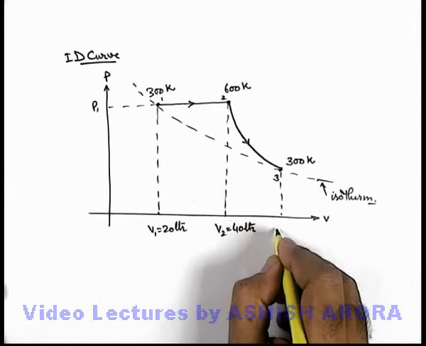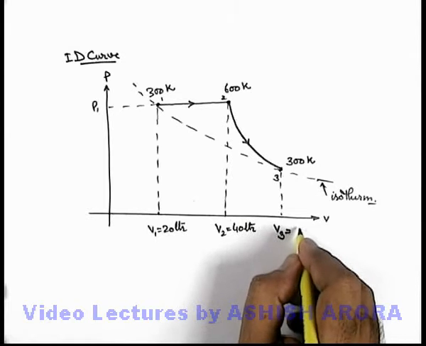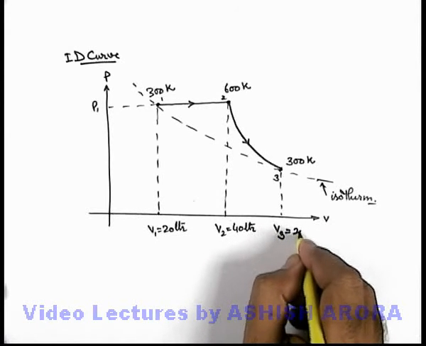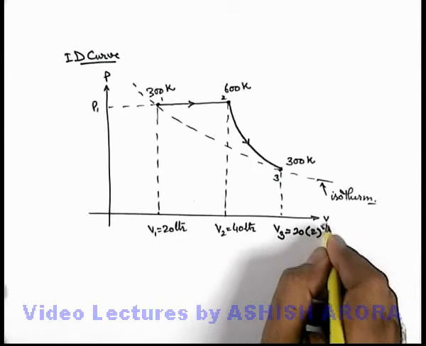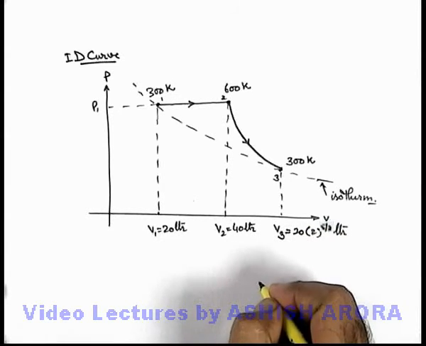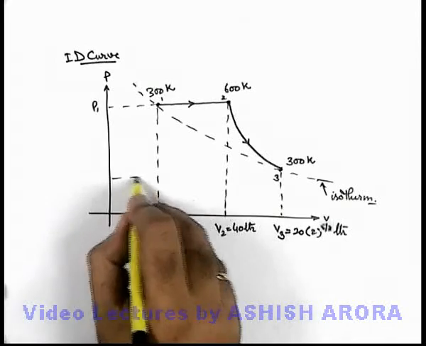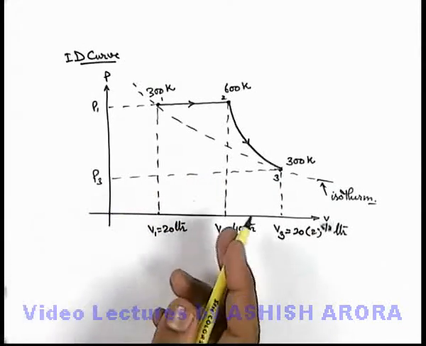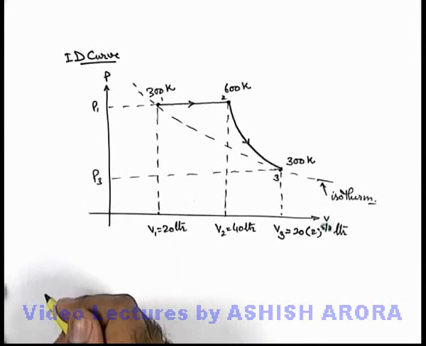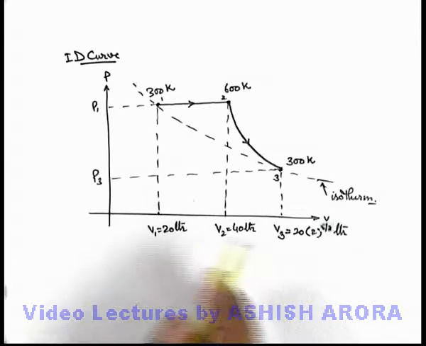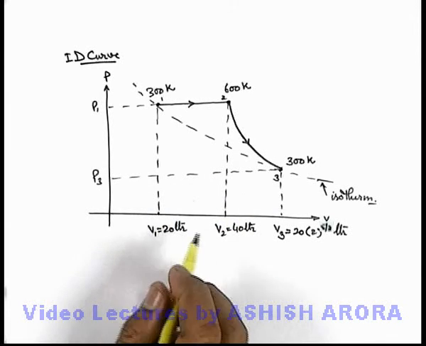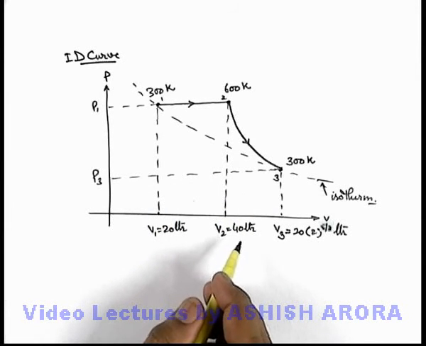And here we can just write down the final volume, which is V3, equal to V1 into 2 to the power 5 by 2. So this can be written as 20 multiplied by 2 to the power 5 by 2 liter. And in this situation, the pressure in the final state is P3. If required, it can easily be calculated by using the process equation of the adiabatic process in PV or PT. In this way, we can finally plot this curve. Just carefully have a look at the situation and understand it very carefully.